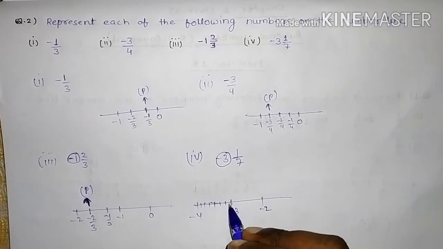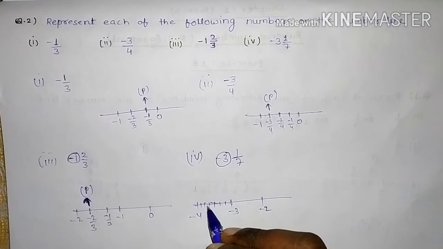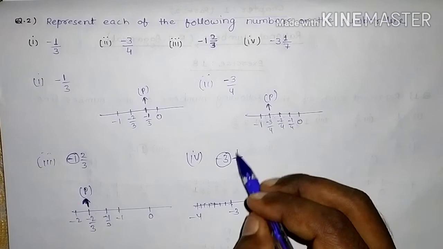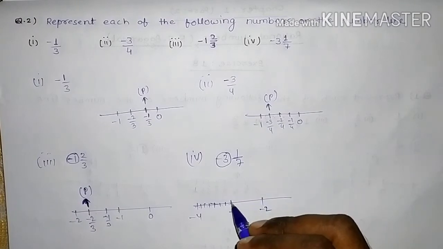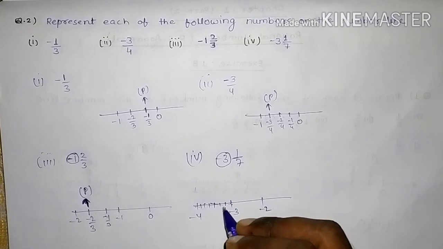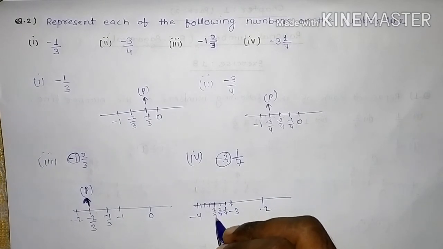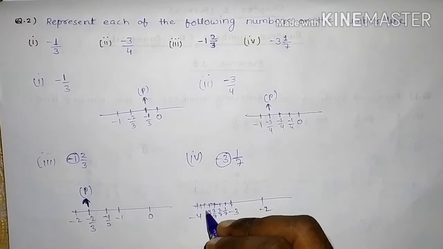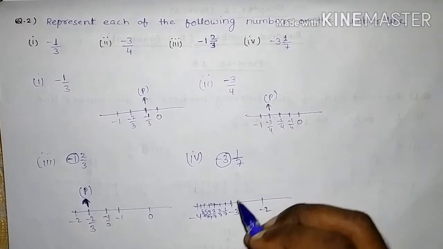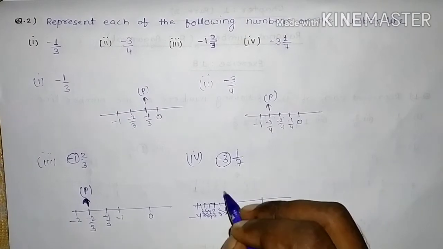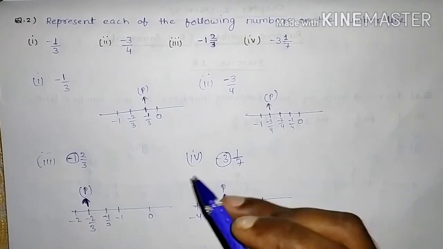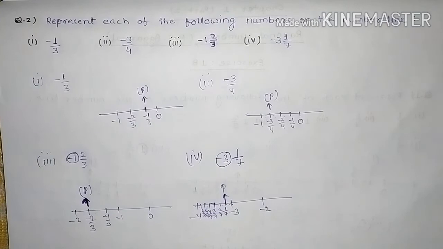So this is 7 parts: 1 part, 2 part, 3 part, 4 part, 5 part, 6 part and 7 part. Now just 1 by 7 is left here, so just move from -3, 1, so this is 1 by 7, this is 2 by 7, this is 3 by 7, this is 4 by 7, 5 by 7 and 6 by 7. Now we have to show -3 1 by 7, so this is 1 by 7. So this point P shows -3 1 by 7. Now this is the complete explanation of all the 4 questions of question number 2.